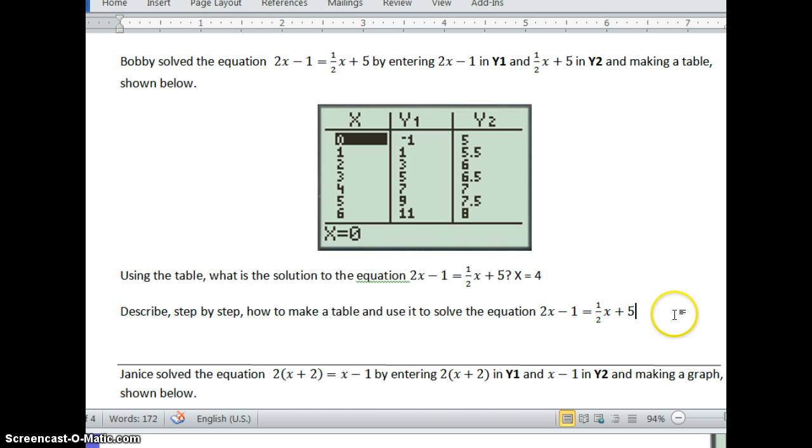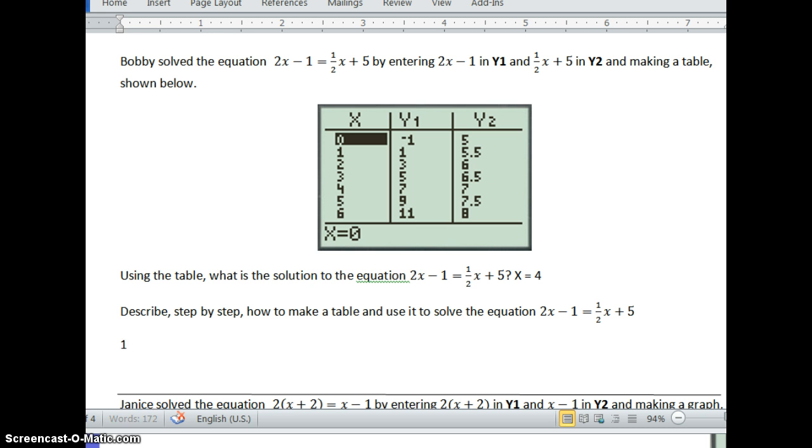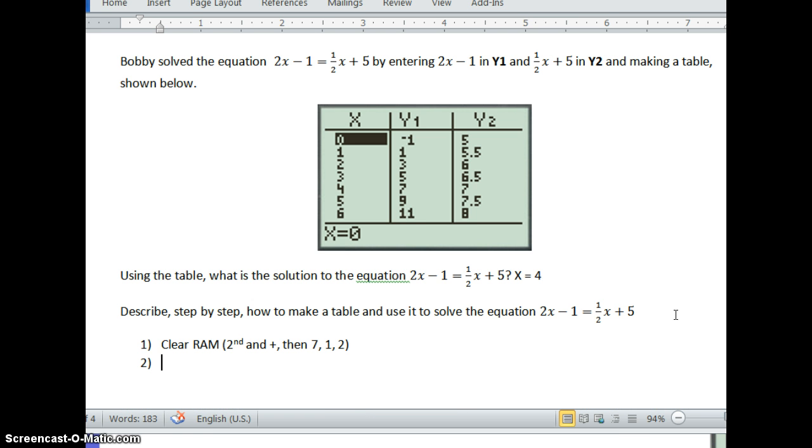And then it says describe step by step how to make a table and use it to solve. Step 1, clear your RAM. You do that by pushing the seconds and plus buttons that take you to memory. Then option 7 to reset, 1, 2. Okay, so first you clear your RAM every single time you get the calculator. Second, you push y equals and put in the functions y1. y1 is this side, 2x minus 1, and y2. y2 is this side, 1/2 x plus 5.